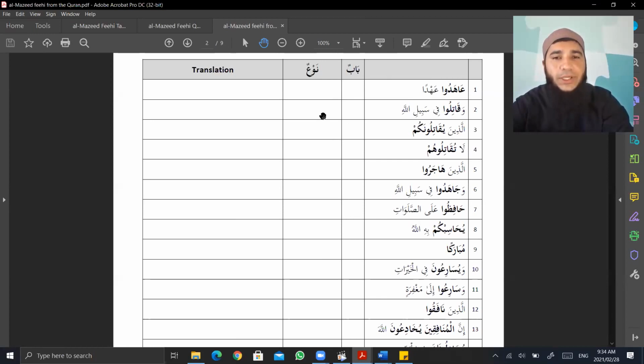So you fill in the bab, the naw again, naw meaning which word in the scale is it? Is it the maldi? Is it al-fi'l al-maldi? Is it the masdar? Is it the amar? Is it the nahi? Whatever. You fill that in by naw, and then you give me a translation of the sentence.